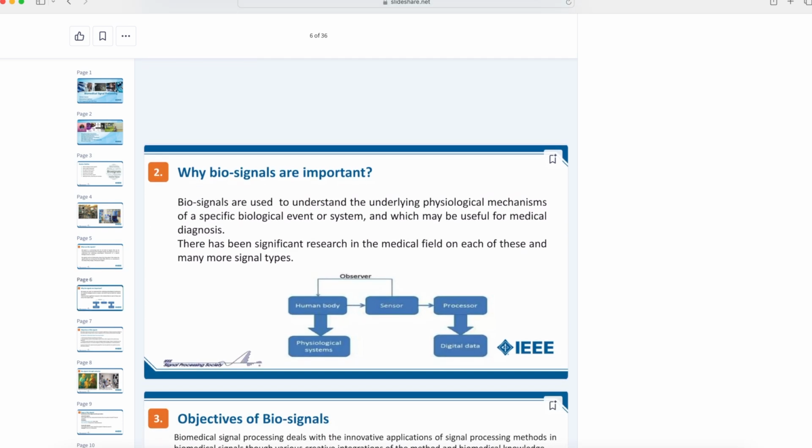Why are biosignals important? Biosignals are used to understand the underlying physiological mechanisms of a specific biological event or system, and which may be useful for medical diagnosis. There has been significant research in the medical field on each of these and many more signal types. And as you can see here on the image, it says observer, human body, physiological systems, and then to the right is sensor, processor, and digital data.